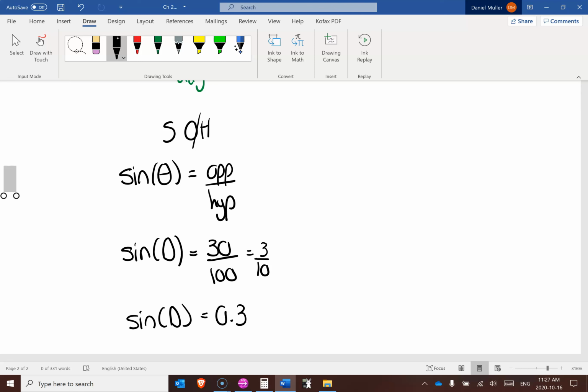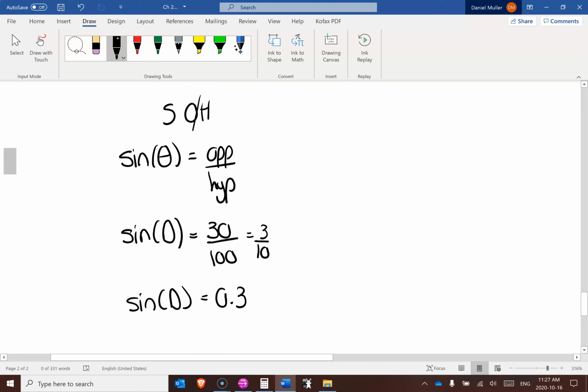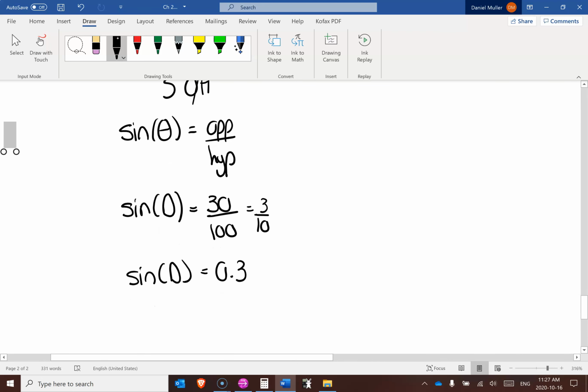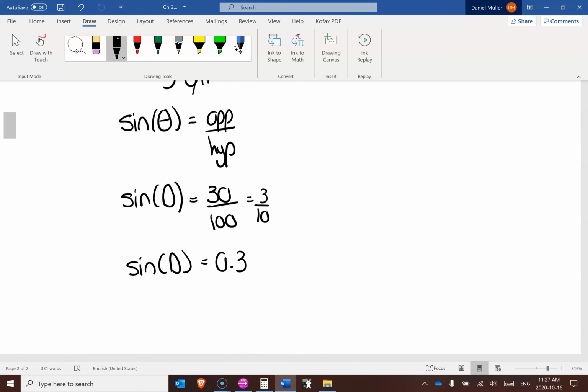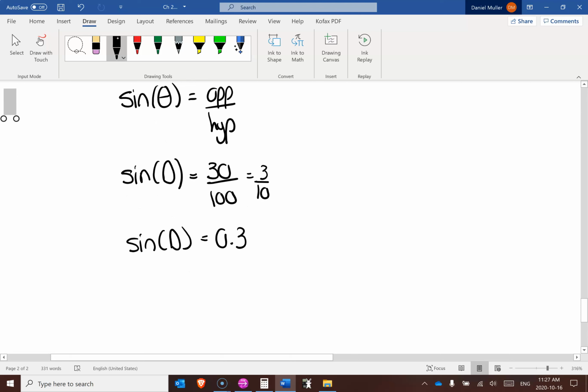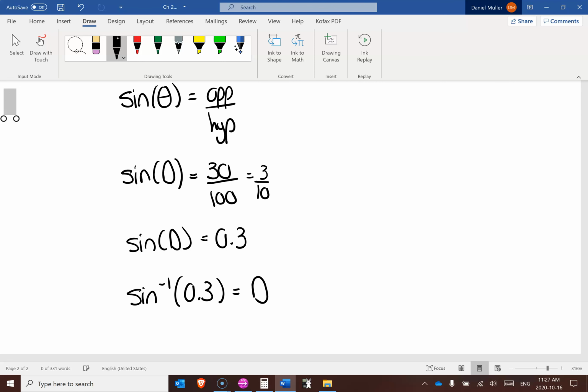Okay, so what we're going to need to do here is work backwards. You can take a look at your trig table, find 0.3, and go back and find the angle. The other way of working backwards is to do sine backwards as a -1. We call it inverse, sine inverse of 0.3, and that will get us our D. That's what we're doing here.